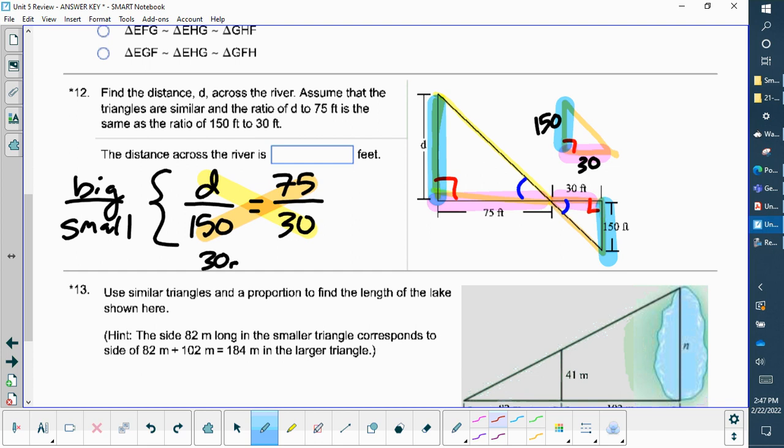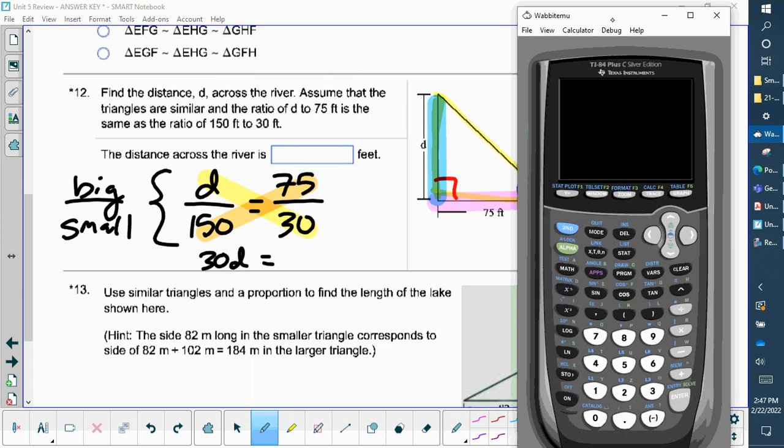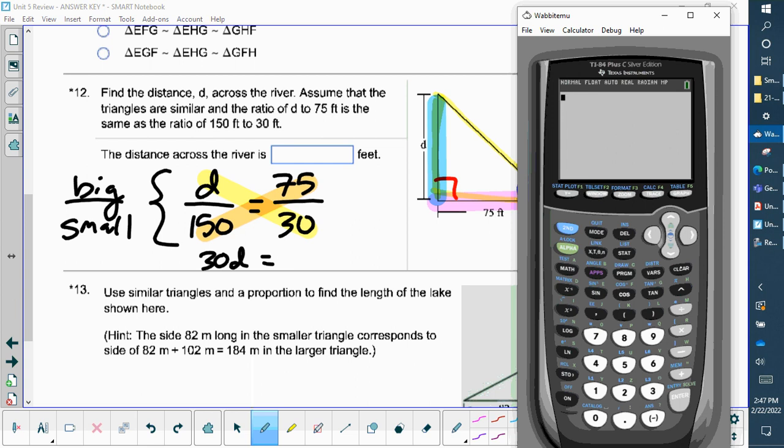We get 30D equals, let me use my calculator, 150 times 75. Big number, don't panic. And the final step would be division. Divide both sides by 30. And we get 375.